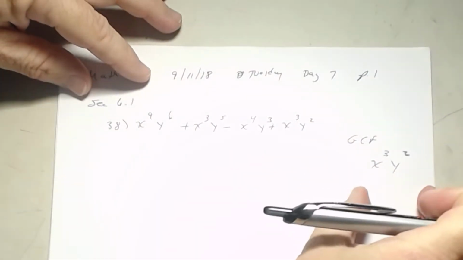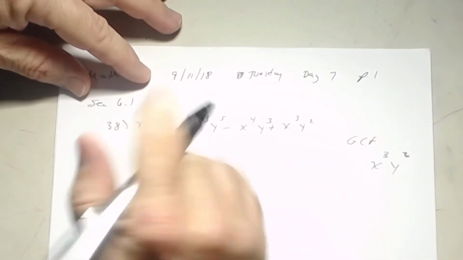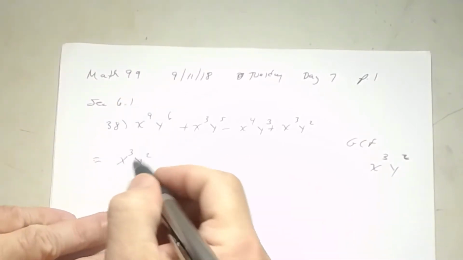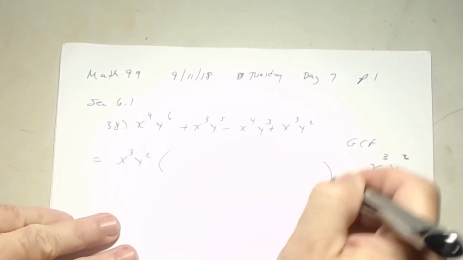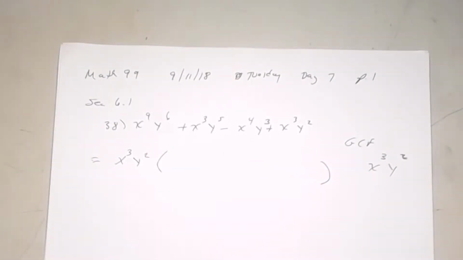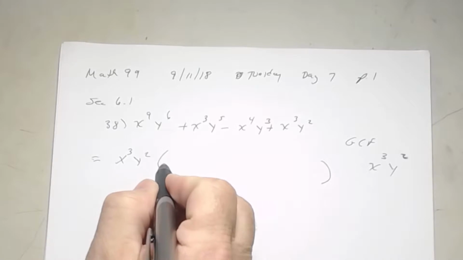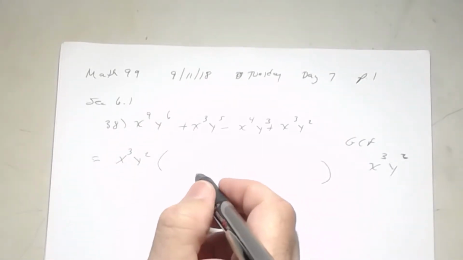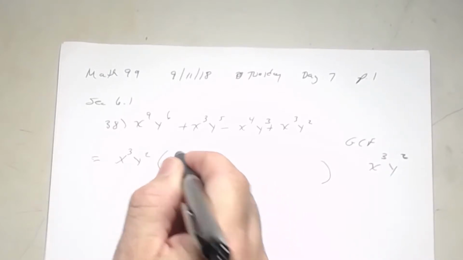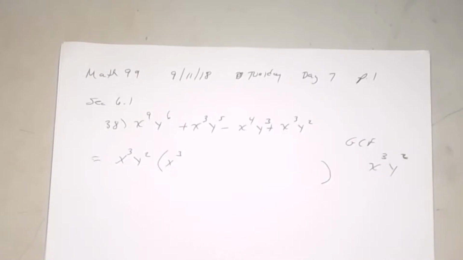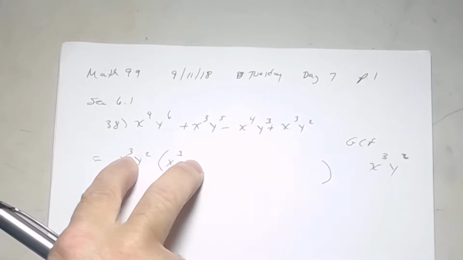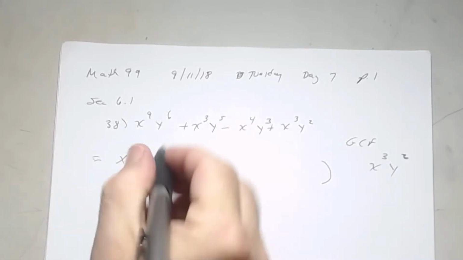Now once you find your GCF, you rewrite this expression with that GCF in front, using the distributive property. You ask: this times what gives me this thing back? It's not that difficult. X cubed times what is x to the ninth? Nope, when you multiply like bases, you add exponents. If you put 3, that's x to the 6th. When you multiply like bases, you do what to those exponents? Add them. So it has to be x to the 6th.